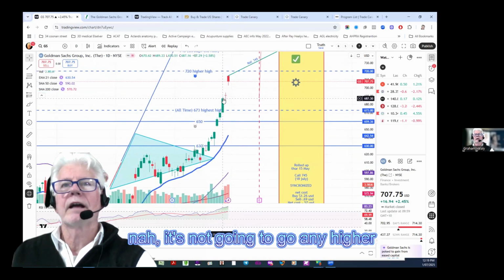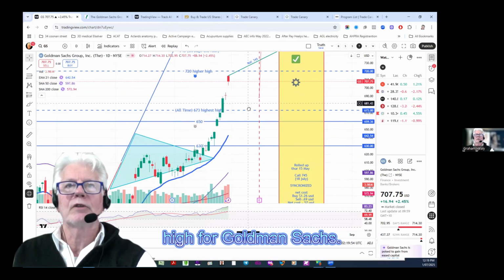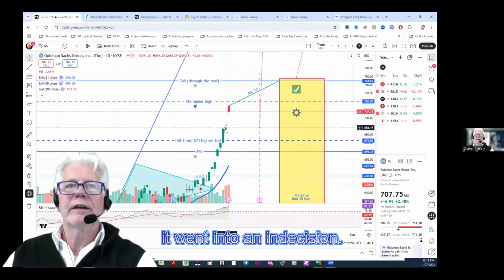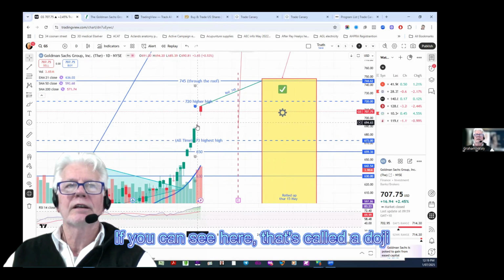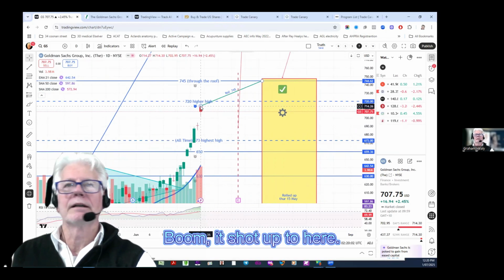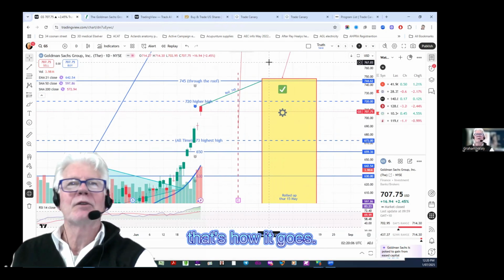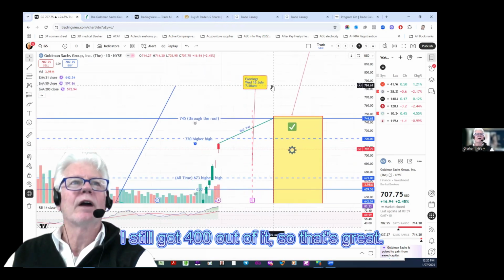I thought, nah, it's not going to go any higher because it's already over its all-time high for Goldman Sachs. But no, it went into an indecision. If you can see here, that's called a doji candle. Boom, it shot up to here. Missed out on $1,000 in that run, but that's how it goes. I still got 400 out of it, so that's great.